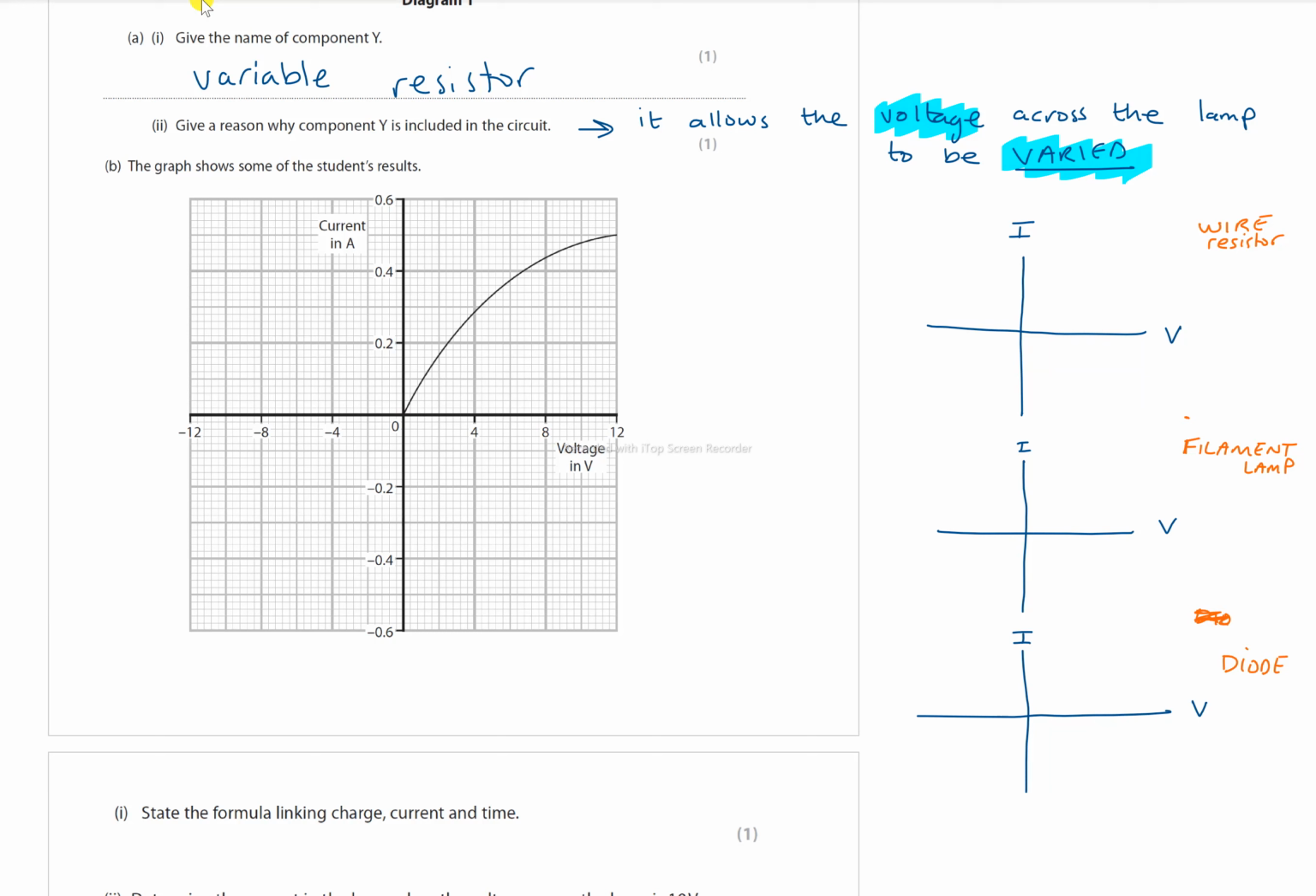When you've got this one, so just watch this. So you've got to commit these all to memory. You've got a straight line, goes through the origin, and it's a straight line. Right, with this one, it goes up and then it curves off like this. Right, this is what they've highlighted. The gradient here tells you it's low resistance.